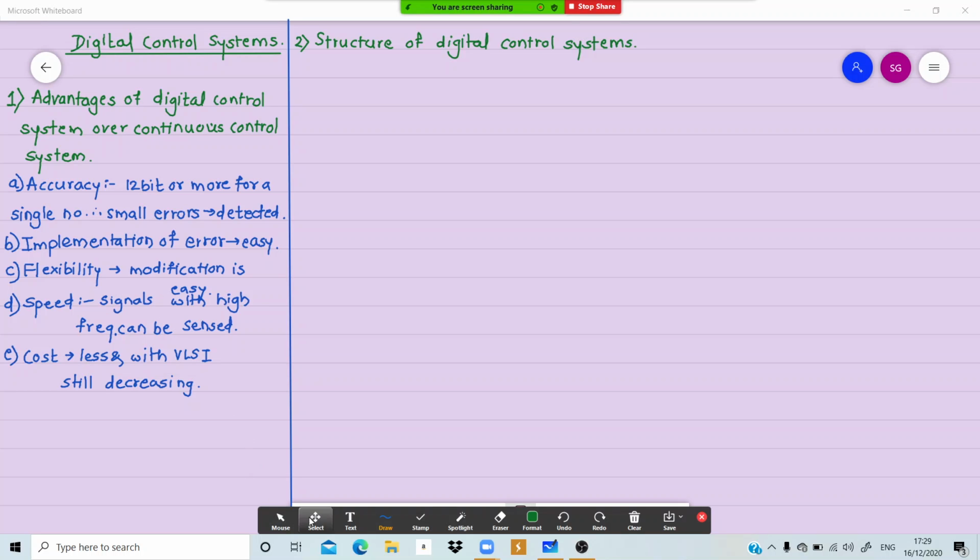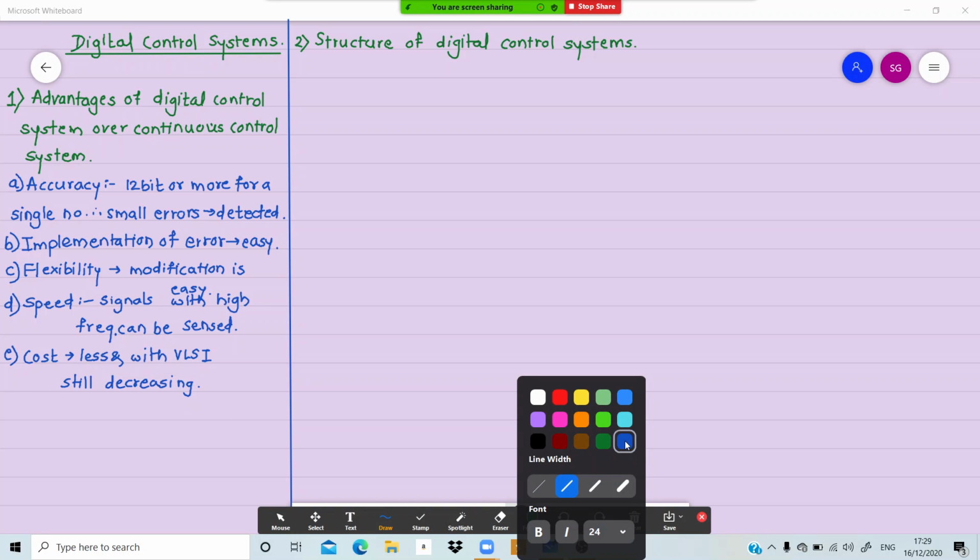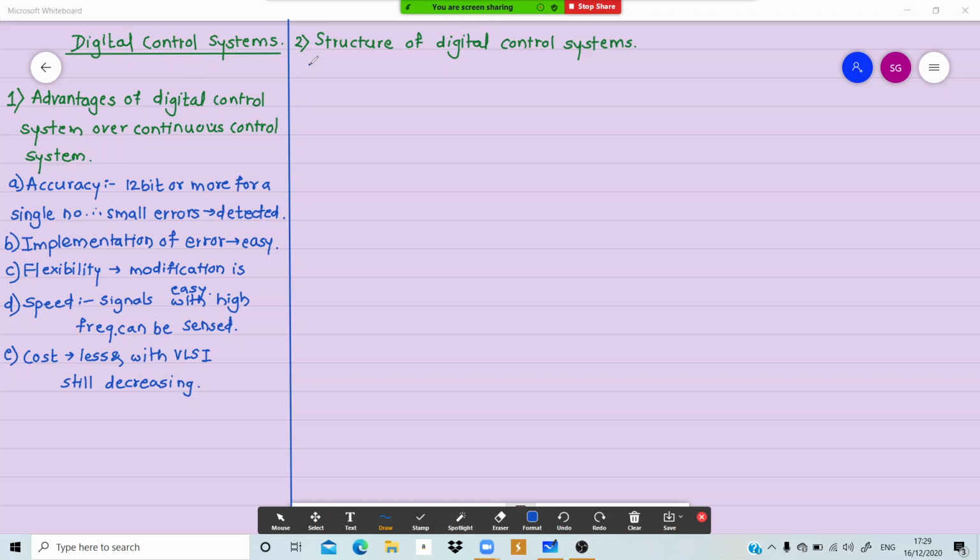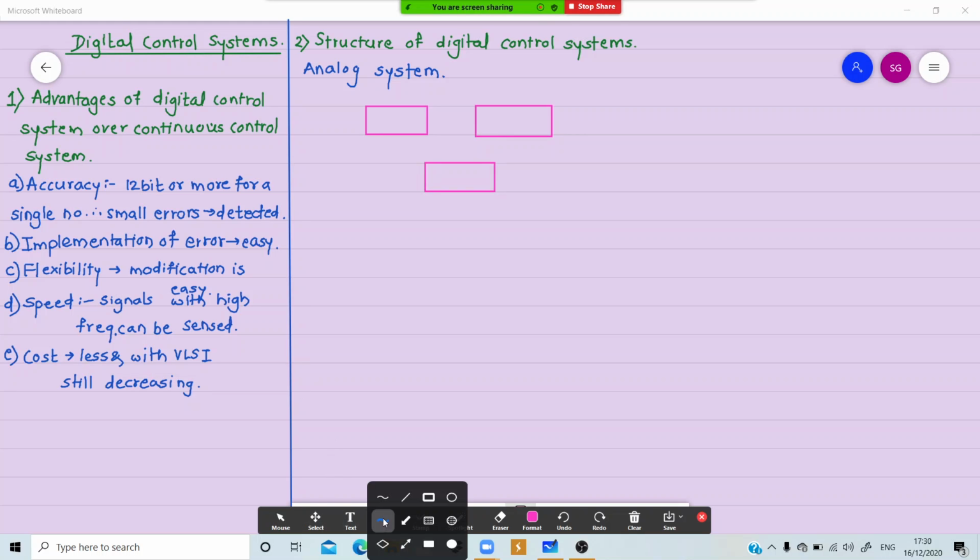How is it different from the analog system? First I would like to draw the analog system, and then I'll slightly modify it so that it becomes your digital system, right? Analog system we have learned many times: the process is there, then the controller is there, comparison you are going to have, and in the feedback you have your sensor, right? Many times we have drawn this block diagram.